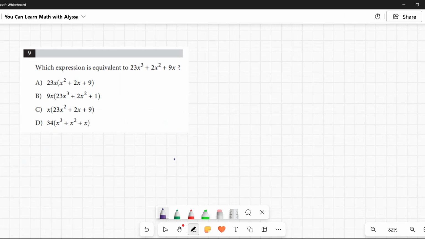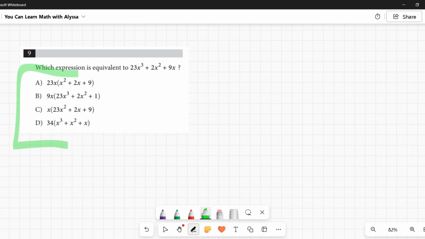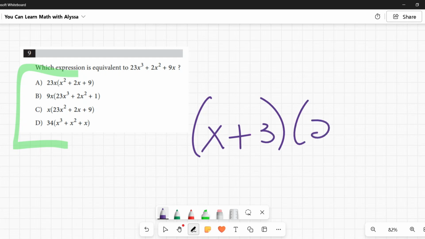Number 9. Which expression is equivalent to 23x cubed plus 2x squared plus 9x? When they start asking for equivalent expressions, I am immediately going to look at the answers they are giving us. Because I want to know, are they expecting me to factor this? When I say factor, I mean into binomials, like x plus 3 times 2x plus 2, and another x here, something like that. Is that what they're expecting?